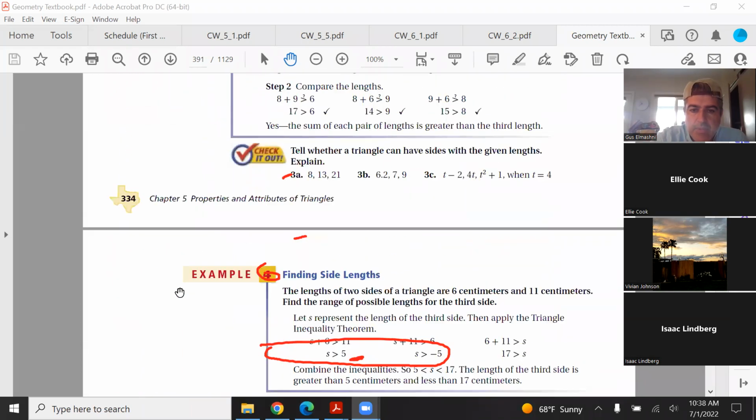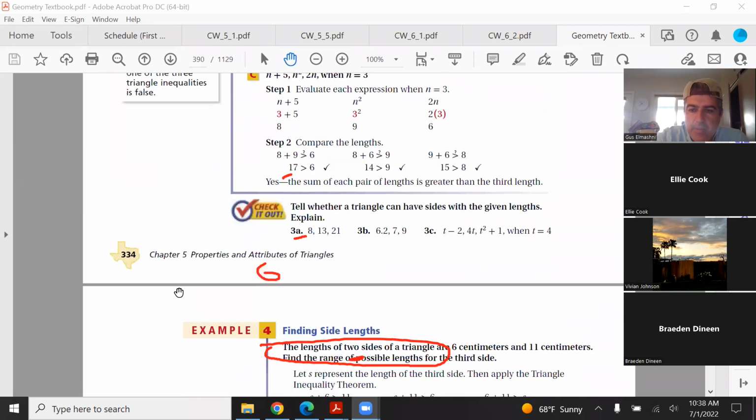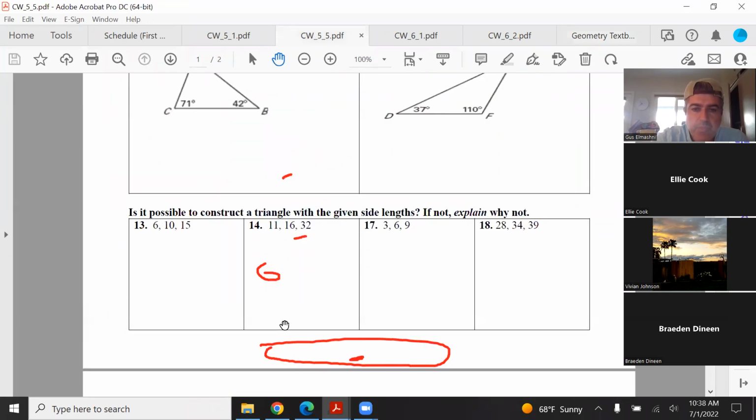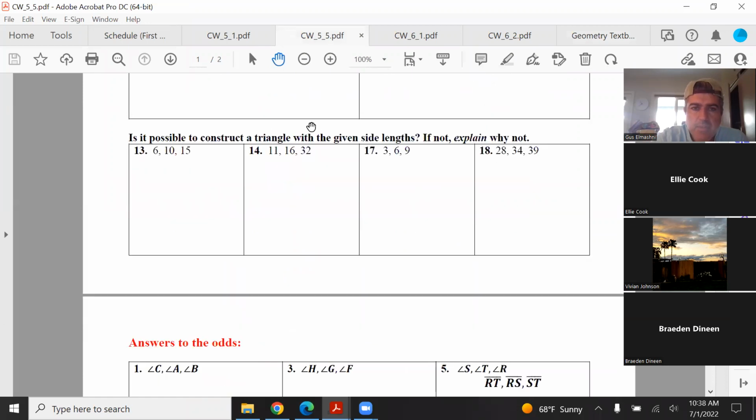So yeah, that's what's going on with that concept. So let's look at the worksheet now. I'll do the odds again. So 15 is the biggest side. Is 15 less than 6 plus 10? Yes.